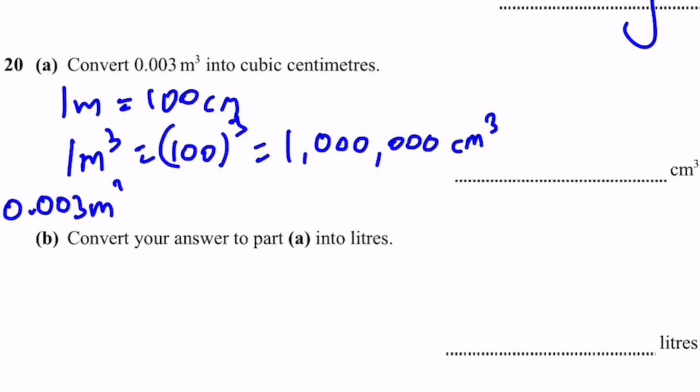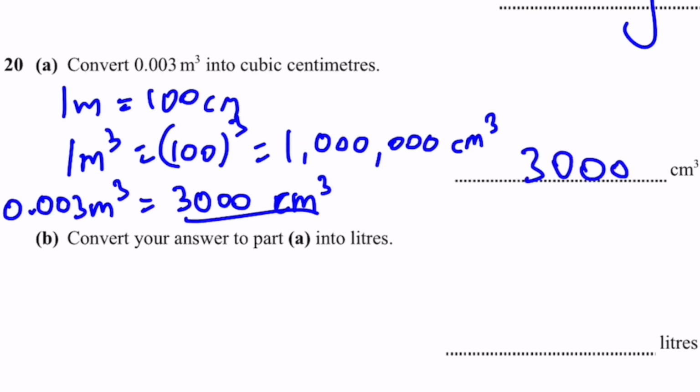0.003 meters cubed is equal to 1 million into this amount, and that makes it 3,000 centimeters cubed. This is the answer. Let's write that down. B.